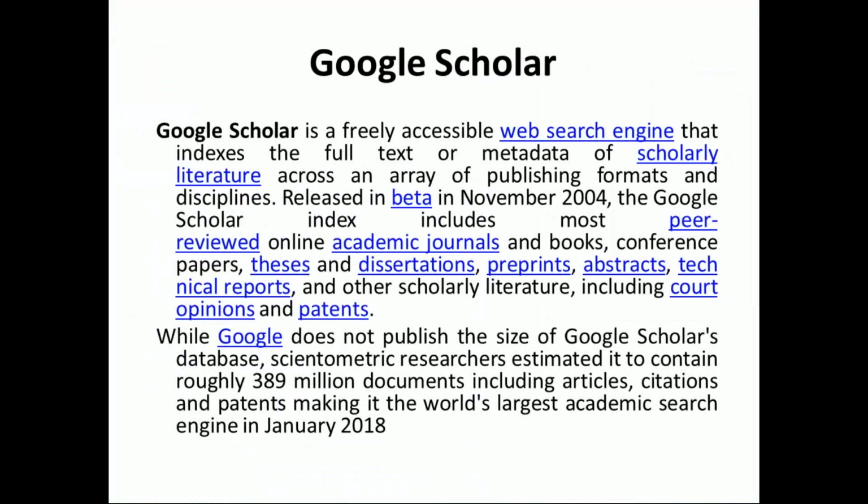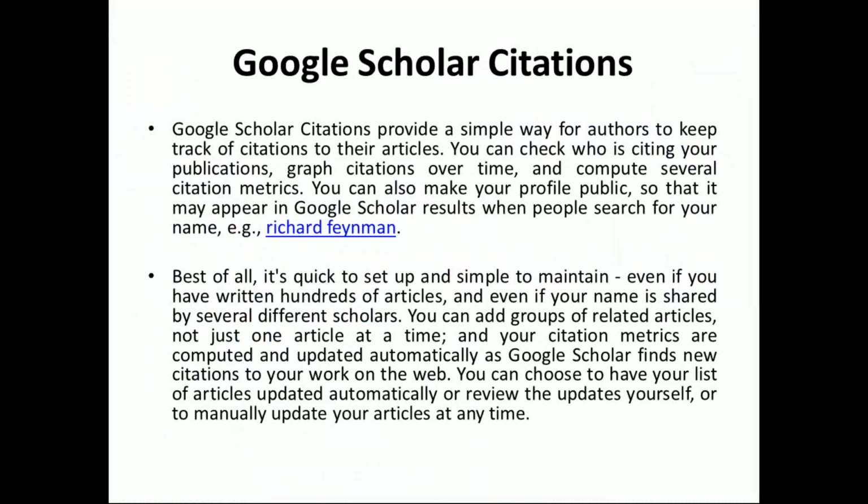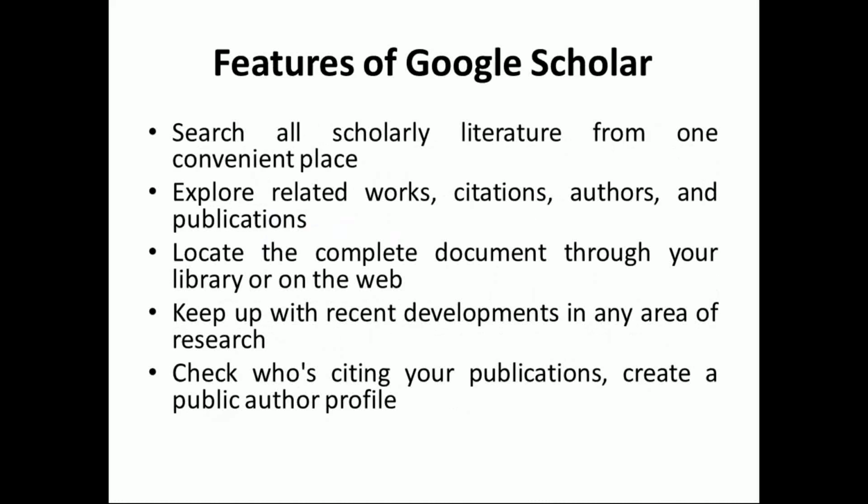Google Scholar Citations, best of all, is quick to set up and simple to maintain. Even if you have written hundreds of articles, and even if your name is shared by several different scholars, you can add a group of related articles, not just one article at a time. Your citation metrics are computed and updated automatically. When Google Scholar finds a new citation to your work on the web, you can choose to have your list of articles updated automatically, or review the updates yourself, or manually update your articles one at a time. With this, I am concluding my discussion. Of course, I've got to share one more.